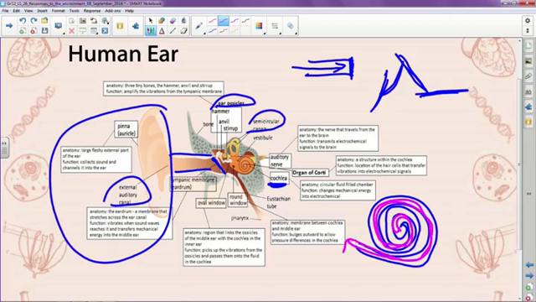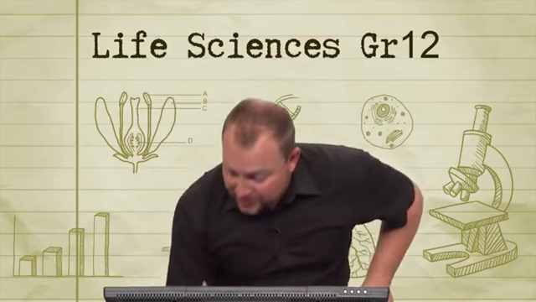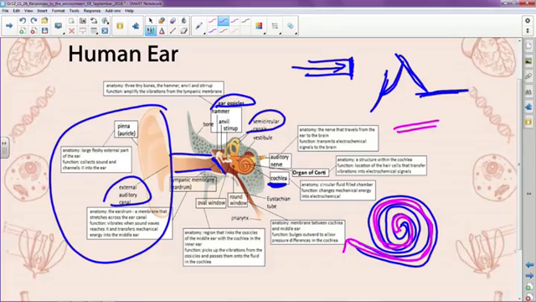So there's 2 pipes. You've got the scala vestibuli and the scala tympani. These pipes run one next to each other. Let me do this, it makes it easier. There are the pipes, and you'll notice that the sound travels that way in one, gets to the top, turns around and comes back down the other. That's how it works.